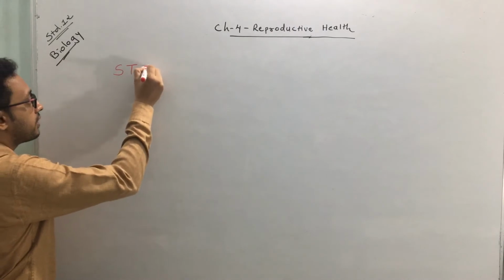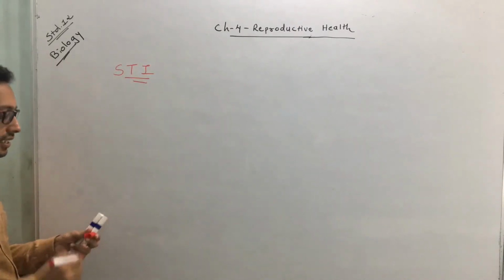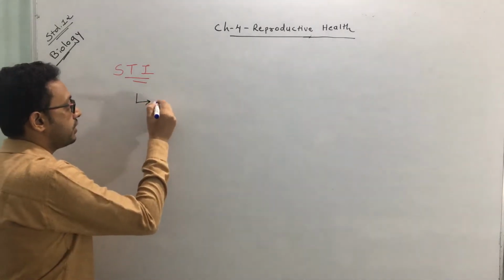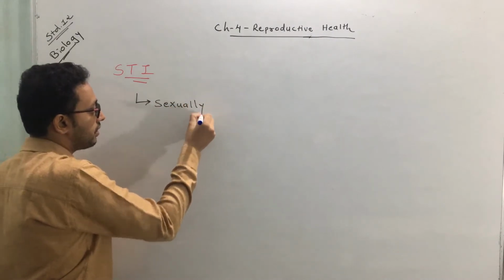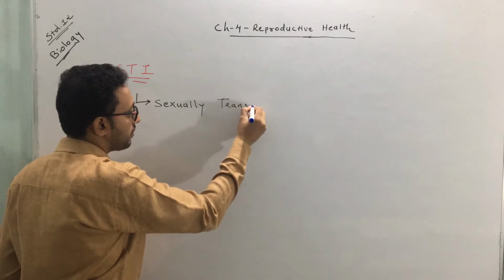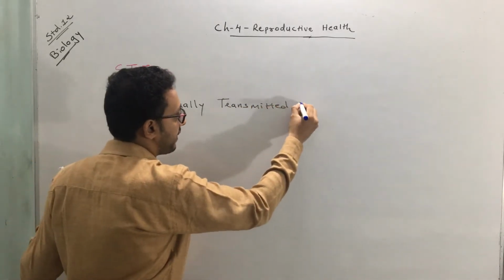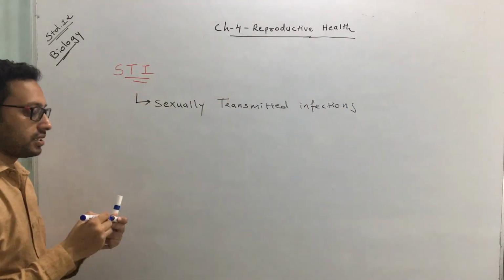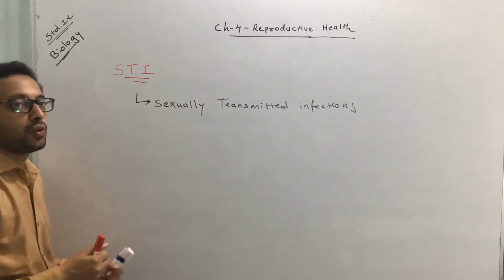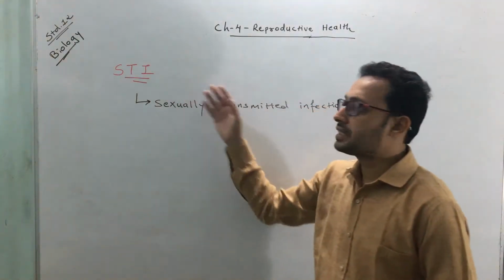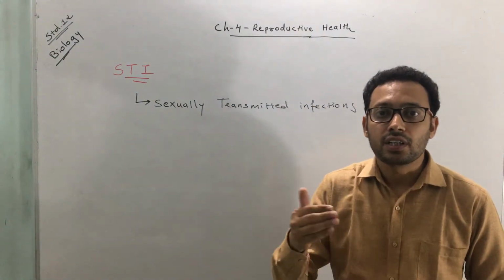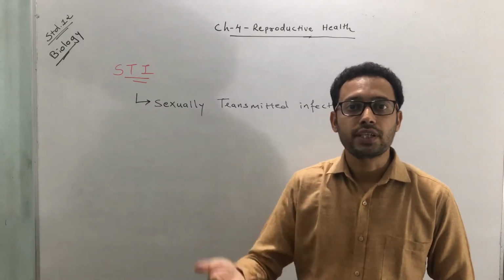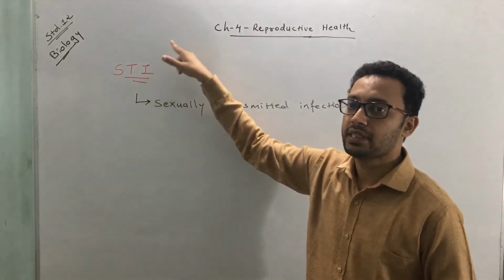So today we have to learn STI. What is an STI? What is the full form of STI? STI means sexually transmitted infections. They are called STI. So what is the definition of an STI? STI means the infections or diseases which are transmitted through sexual intercourse or coitus. This is called sexually transmitted infections.